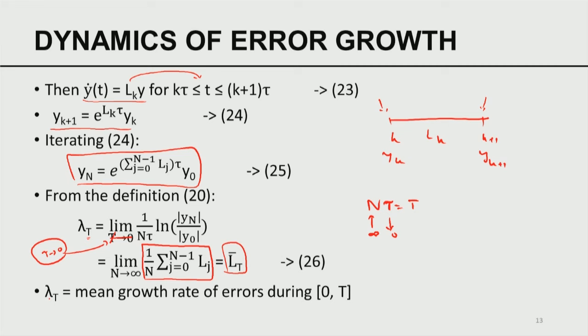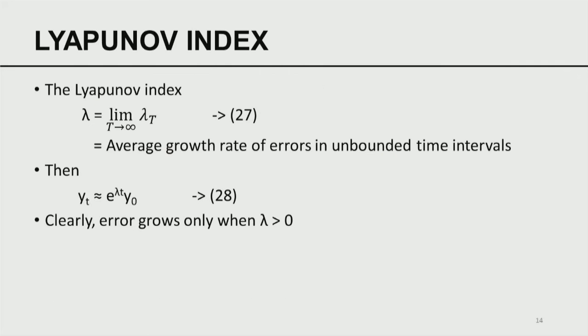Now what do I want to get the Lyapunov index? Let t go to infinity. That is the definition of Lyapunov index. So what is the Lyapunov index? It is the limit of lambda t with the capital T going to infinity, and that gives rise to the definition of average rate of growth of errors in unbounded intervals. So what does that tell you? If lambda is defined that way, you can now see that yt at any time is equal to e to the power of lambda t times y naught.